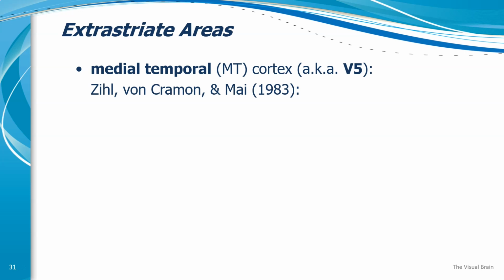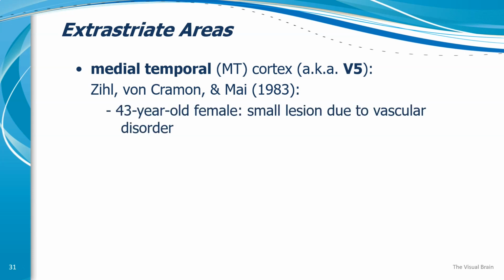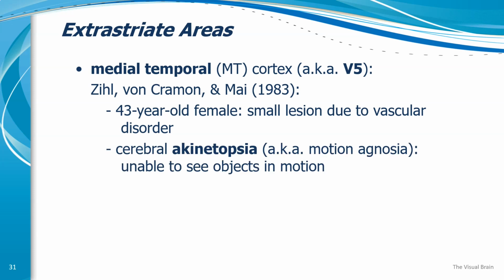They discovered a case study of a 43-year-old woman who had a small lesion due to a vascular disorder in her brain, and she experienced cerebral akinetopsia, sometimes called motion agnosia. So look at this word, kinetic is part of this, and the prefix a means not. Akinetopsia is an inability to see motion. She can see the shape of an object, she can tell you how far away it is, she can tell its color. She cannot see motion.